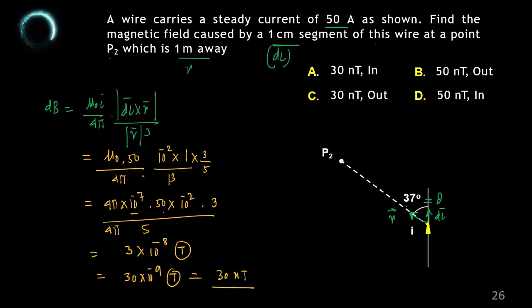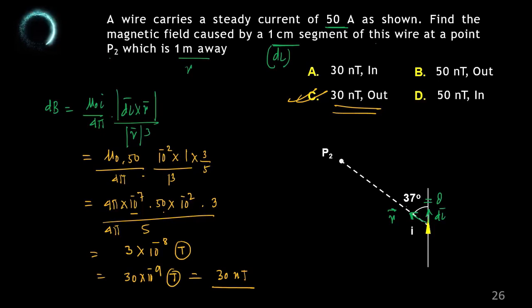Now regarding the direction, place your thumb along the dl direction and stretch your fingers towards the point, so the palm will be outward. So 30 nanotesla outward will be your answer. Okay. So this is a simple direct application of the Biot-Savart law.